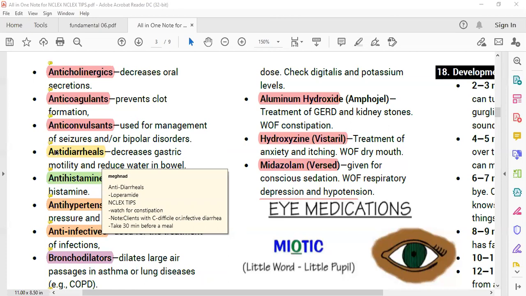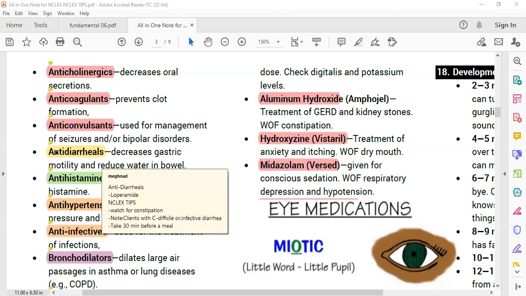When you give loperamide, be concerned if giving it to a client with Clostridium difficile or infectious diarrhea. We have to observe. Loperamide is good to take 30 minutes before a meal. So, if your patient is going to take lunch or dinner, it is good to give it 30 minutes before lunch or 30 minutes before dinner.